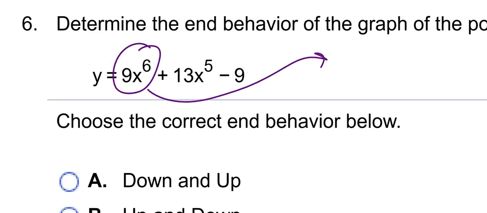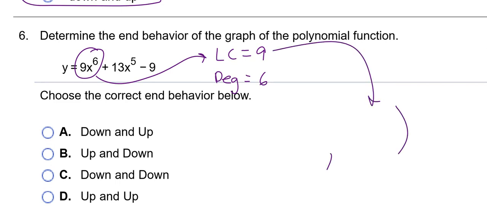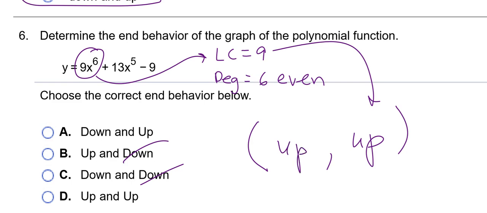So we got leading coefficient of what? 9. Degree equals 6. Okay. Leading coefficient tells me my right-hand behavior is? Come on, it's a positive number. What's that telling me about the right? Up. So I'm immediately getting rid of B and C. The degree is even, so what's that telling me? Same as the right. This question is definitely on the up and up.